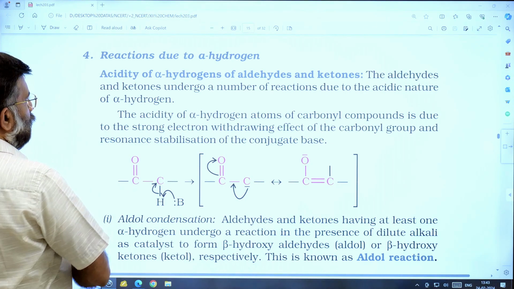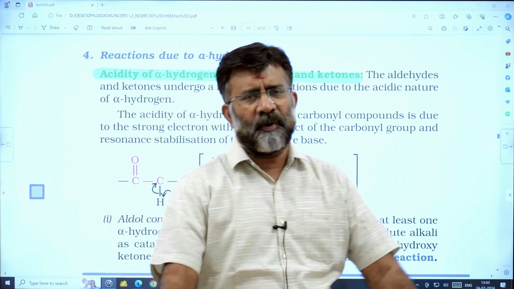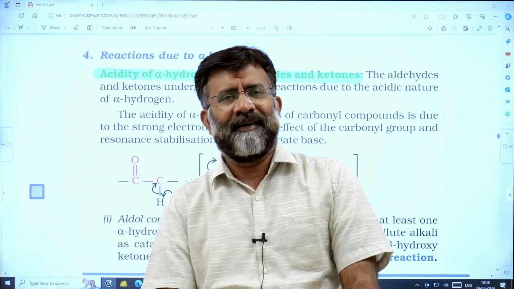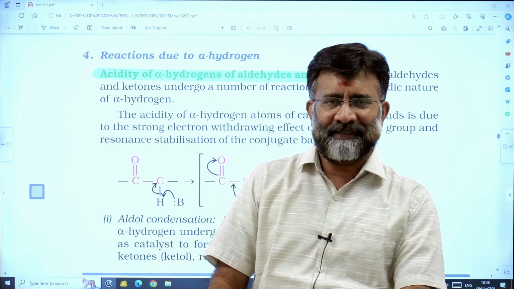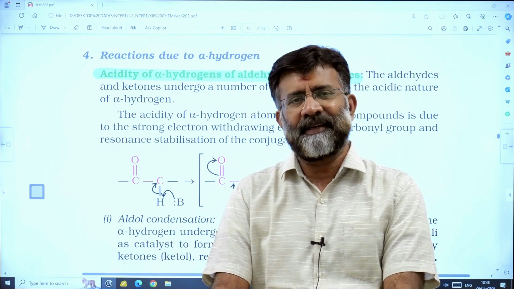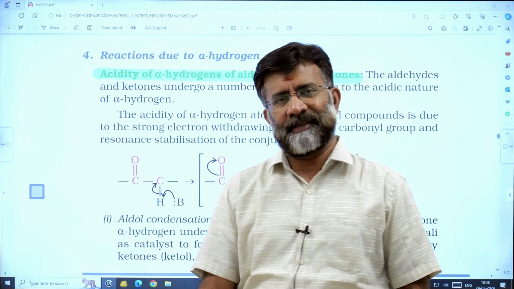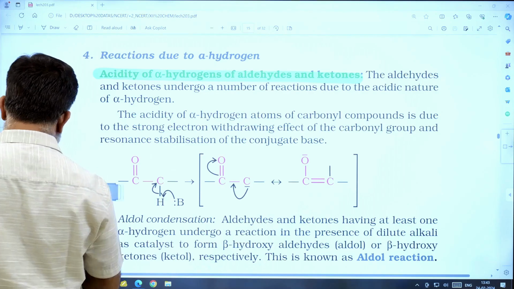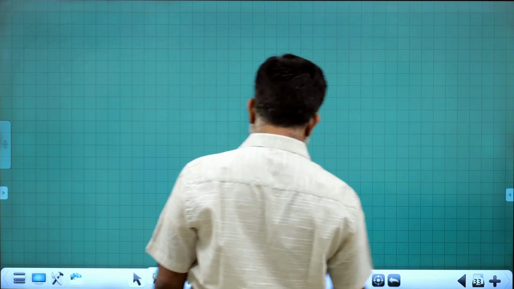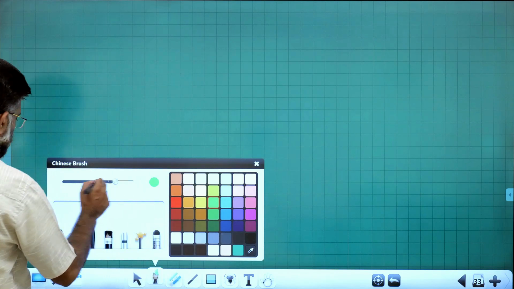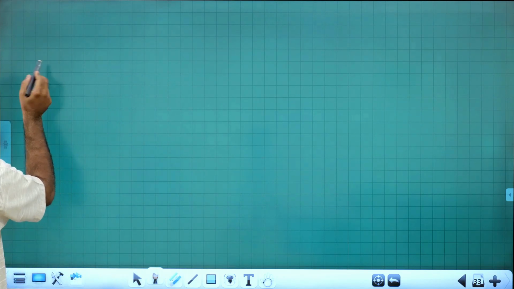Next, it is a special reaction of aldehydes and ketones, which is driven by the acidic nature of the alpha hydrogen atom in aldehydes and ketones. Very, very popular reaction. All of you remember aldol condensation. The reaction is triggered by the acidic nature of the alpha hydrogen atom present in aldehydes and ketones. Understand? Alpha hydrogen of aldehydes and ketones has acidic character, and that in fact triggers the very popular reaction, aldol condensation.